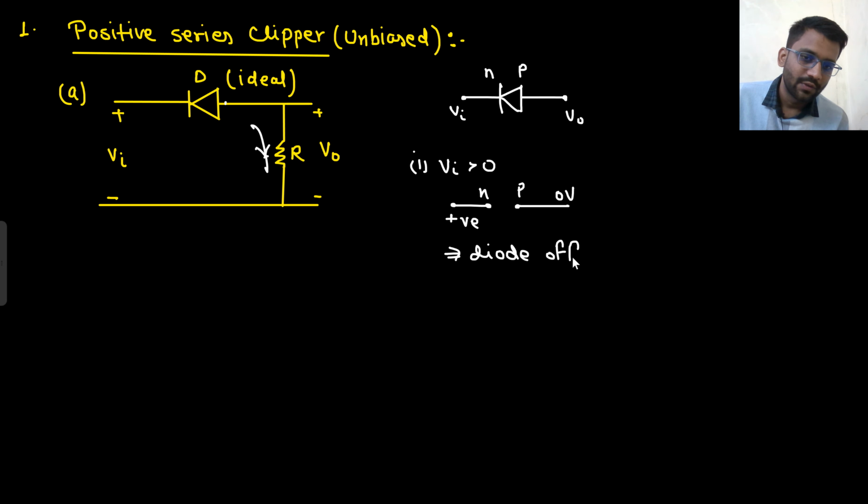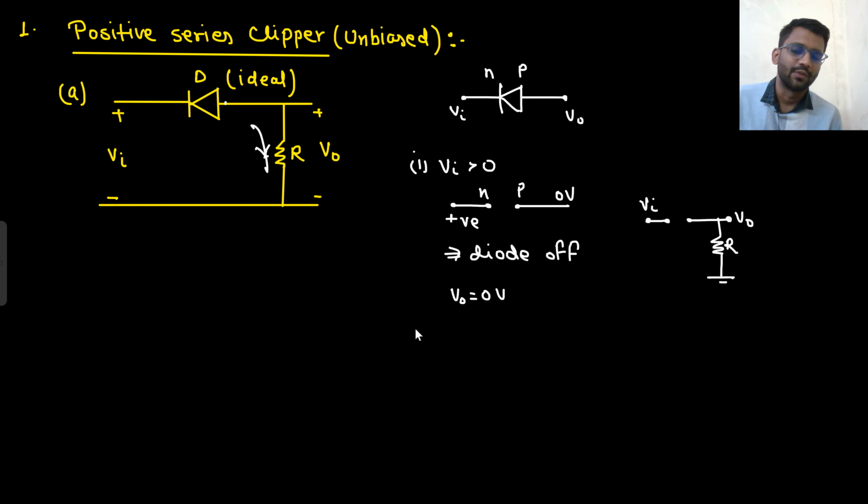And if diode is off, what will happen? Your V0 will go to 0 volt. Why will it go to 0 volt? This is the condition, right? Diode is off. This is V0, this is V in. So if diode is off, there will be no current through the resistor, so 0 volt will come here, so V0 will be 0 volt.